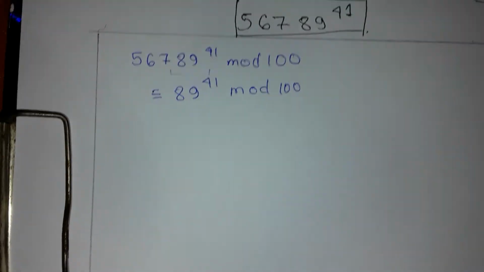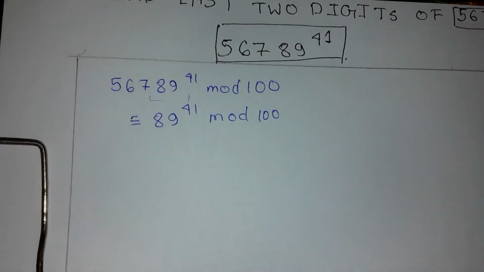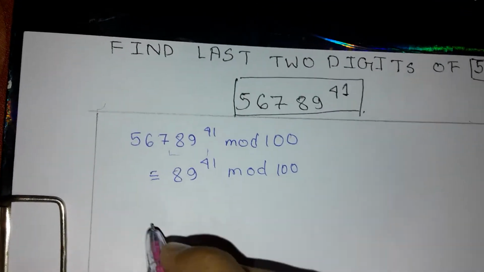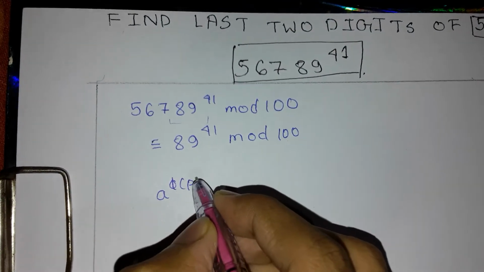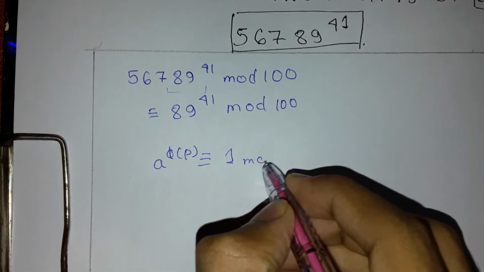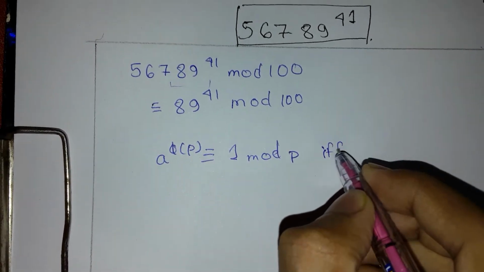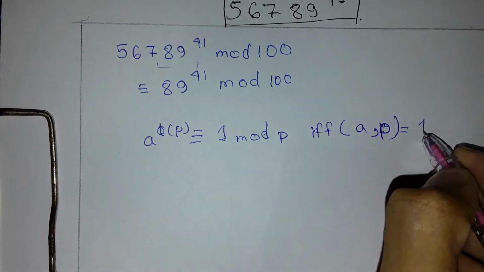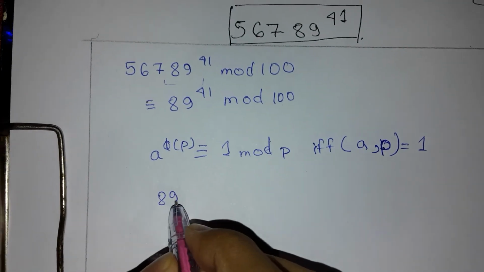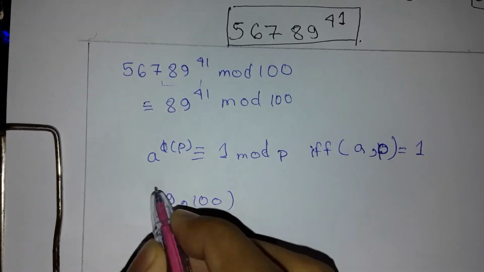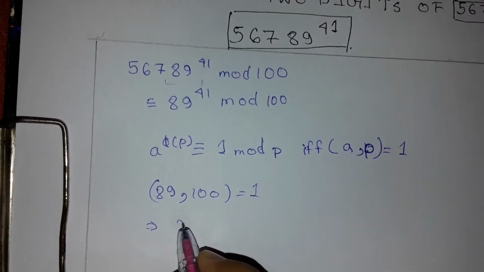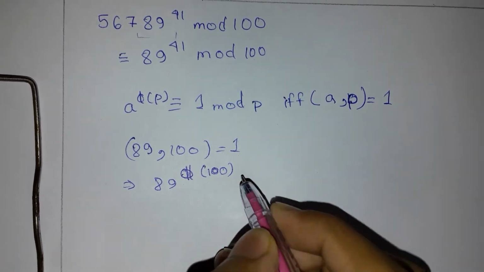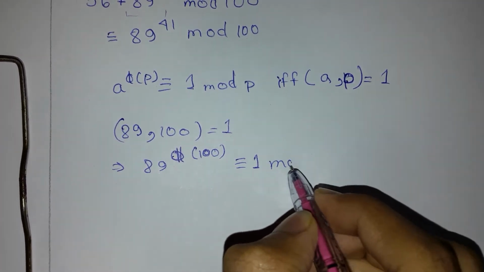Now what I will use is Euler's totient theorem, and it says a to the power phi of n is congruent to 1 mod n if and only if a and n have GCD 1. Now notice 89 and 100 have GCD 1. Given that, 89 to the power phi of 100 is congruent to 1 mod 100.